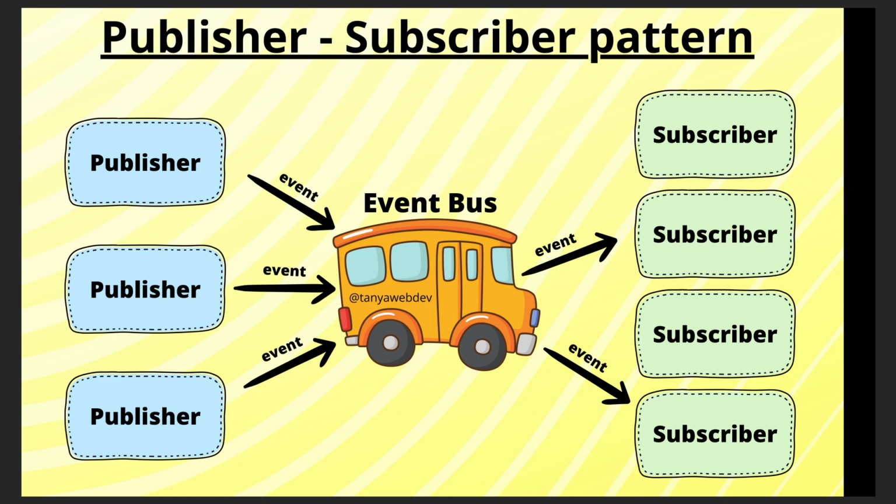This pattern is useful when you want different components of an application to be able to exchange information without knowing about each other. In the publisher-subscriber pattern, there are the following participants. Publisher. The publisher is the component that generates events. It is responsible for publishing events to the event bus.